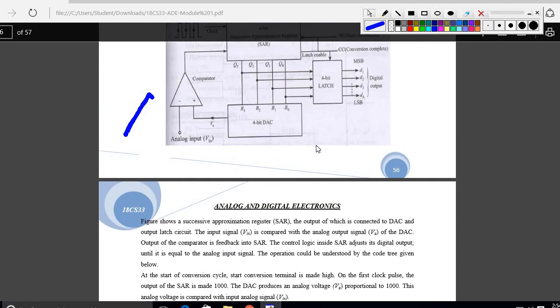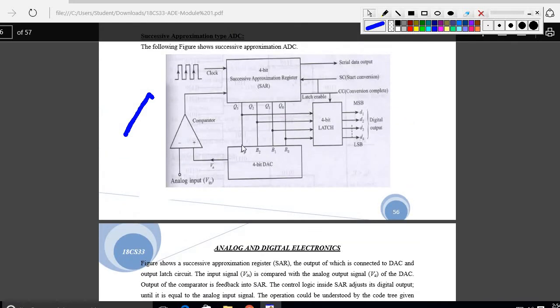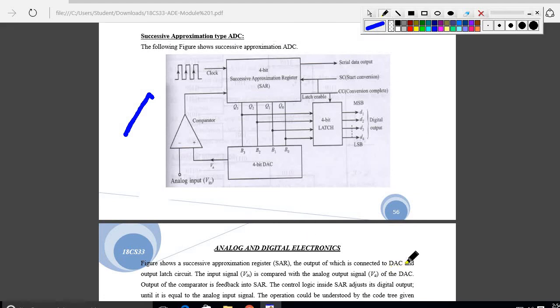Okay, the figure shows a successive approximation register, SAR, the output of which is connected to the DAC. So the comparator output should be connected to the successive approximation register here, right? And the output of the SAR will be connected to the 4-bit DAC. The input signal Vin is compared with the analog output signal V0 at the comparator. This is exactly your output signal V0.